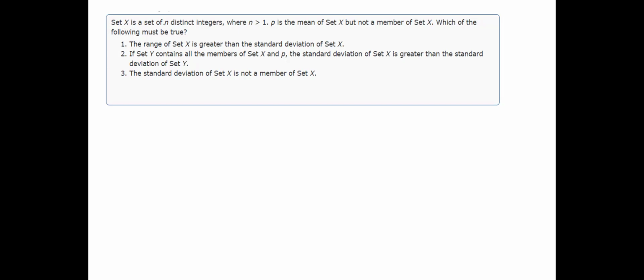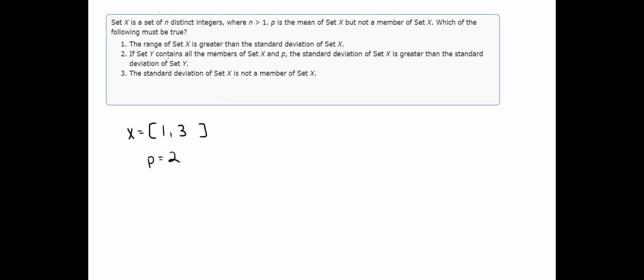So set x is a set of n distinct integers. So we have a set of numbers labeled x. So let's just put brackets here. And it says there's n integers, and n has to be bigger than 1, and the integers have to be different because distinct. So I'm just going to put 1 and 2. Keep it easy. And it says p is the mean of set x. So the mean would be 1.5, but not a member of set x. So this is true. 1.5 is not a member. But I don't really want to deal with decimals. That's not really my game. So let's change the 2 to a 3. And so now p equals 2. All right, so we're on board there.